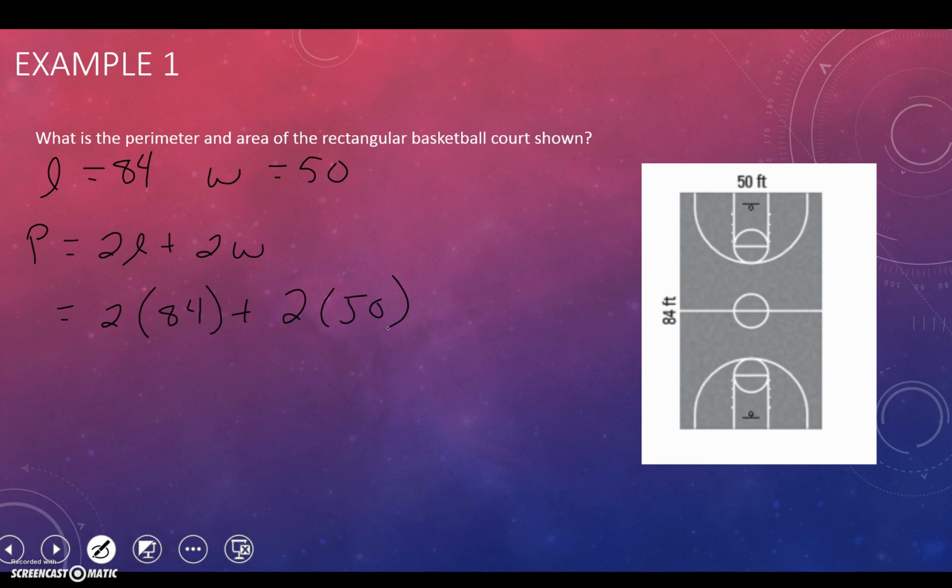So multiplying and adding them out, we get a total of 268 feet. Remember, perimeter is just in feet. Now let's find our area. Our area is found by multiplying length times width.